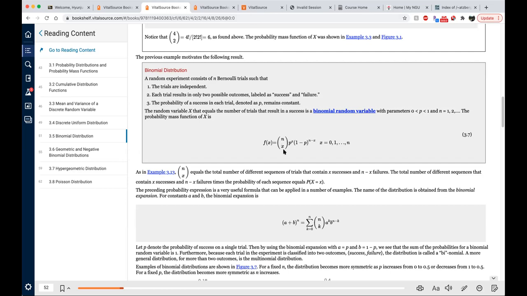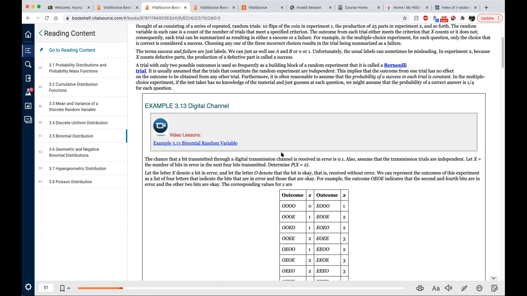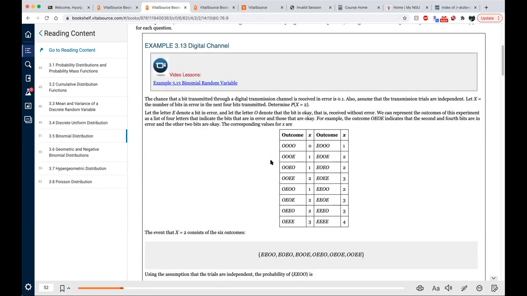That makes sense. What about this combination? Why is the combination involved? You may understand that by looking at example 3.13. The chance that a bit transmitted through a digital transmission channel is received in error is 0.1. Also, assume that the transmission trials are independent. So each trial must be a Bernoulli trial, right? Let x equal the number of bits in error in the next 4 bits transmitted. Determine the probability that x equals 2.